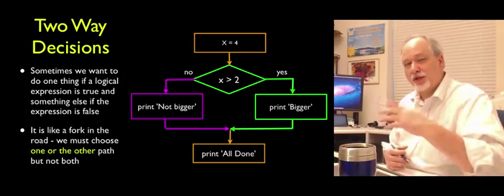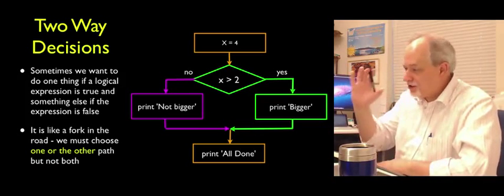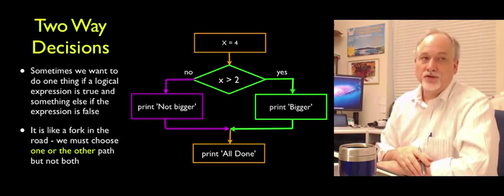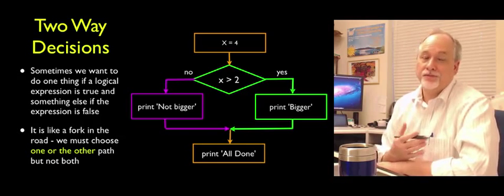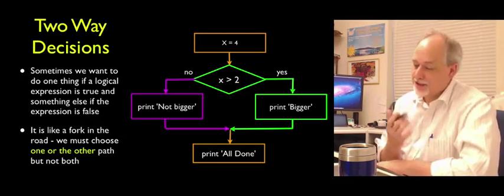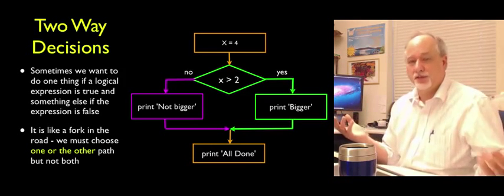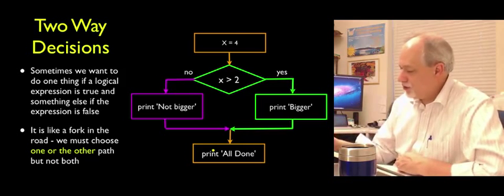Now, that was what we call a one-way decision, where you're doing if, and this code either runs or doesn't run. It is extremely common to want to say, look, I'm going to do one of two things. I'm going to ask a question. If the question is true, I'm going to do one thing. If the question is false, I'm going to do another thing. So that's what we have shown here.